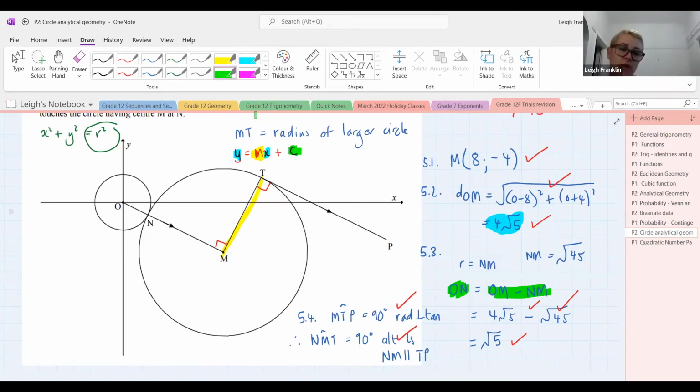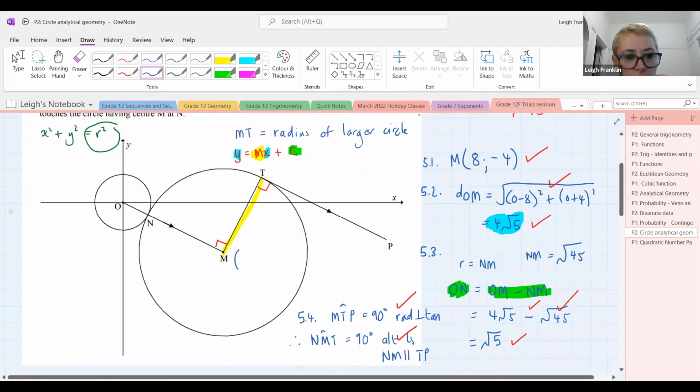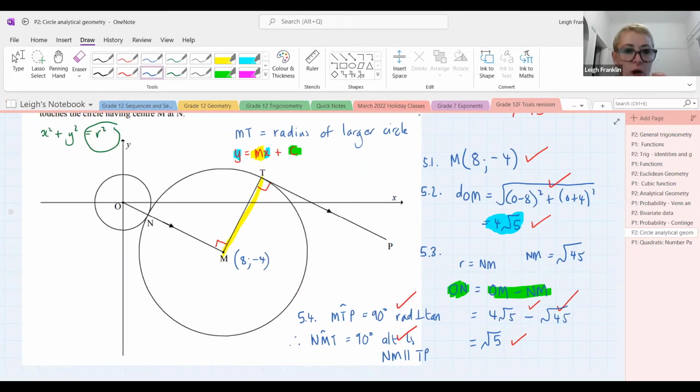So quite right. We need the gradient first, and then we need a pair of coordinates. What coordinates do we already have? Do we have coordinates at T? No. Do we have coordinates at M? Yes, absolutely. So MT goes through M. So we know that the coordinates there are 8 and -4. Remember, that's already part of our story. So that's our X and Y sorted, right?